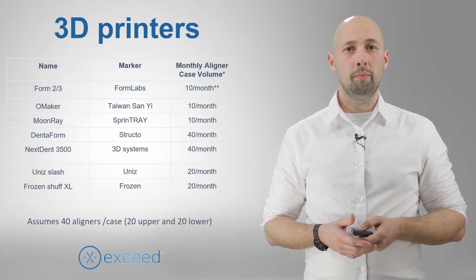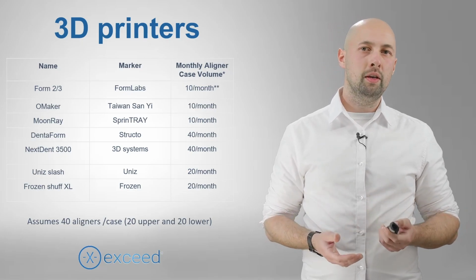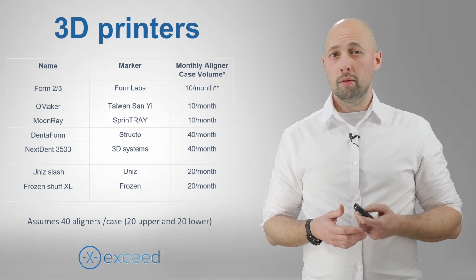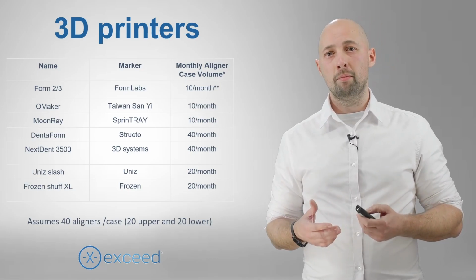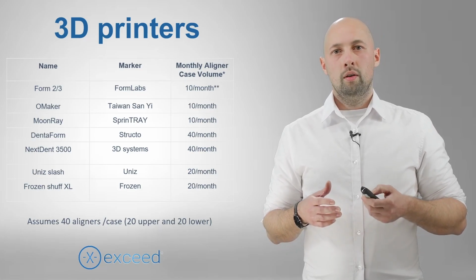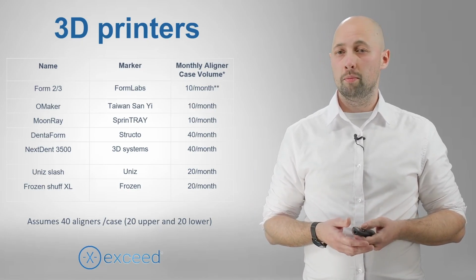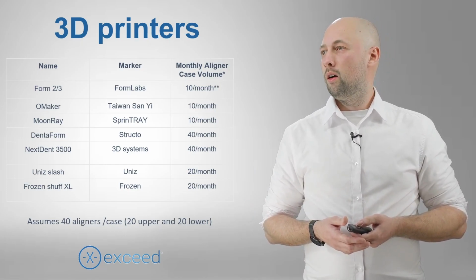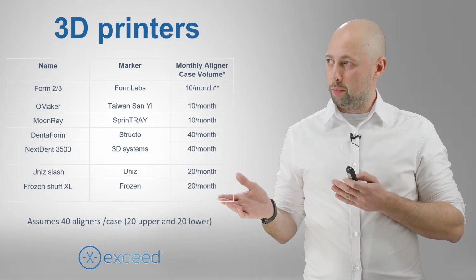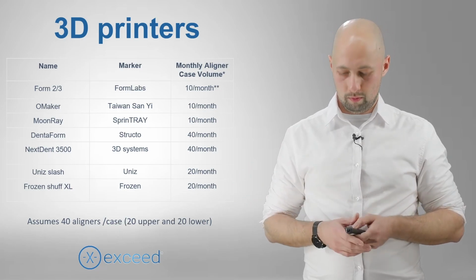So when choosing a 3D printer, consider factors such as build volume, speed, precision, and ease of use. It is also important to select a printer that is compatible with the materials you plan to use for your aligners. We at de.exceed are happy to provide you recommendations and support as you make this important decision. Again, all these printers are great. We are particularly happy with the Unislash, but your choice.